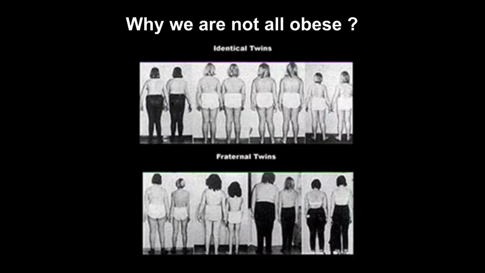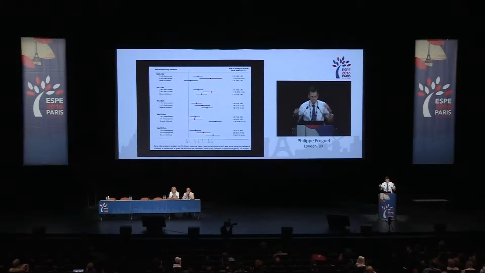And that is an historical picture of identical twins and fraternal twins. And you can see that identical twins have about the same BMI. There are different evidence for a role of the gene.